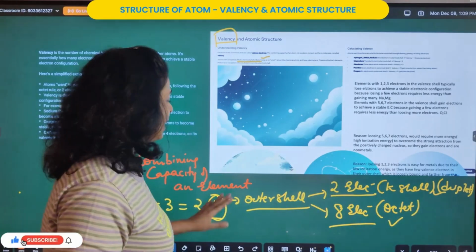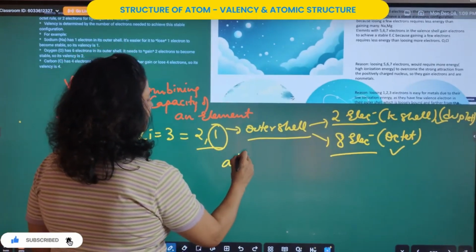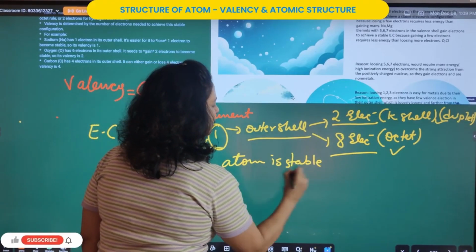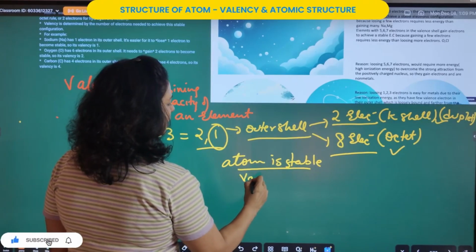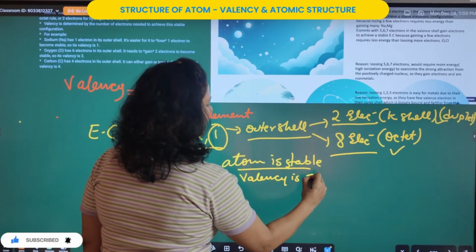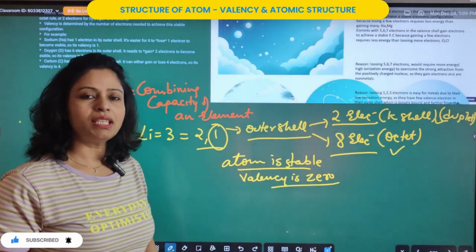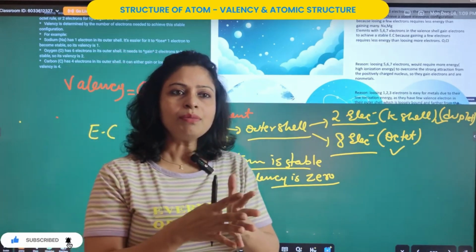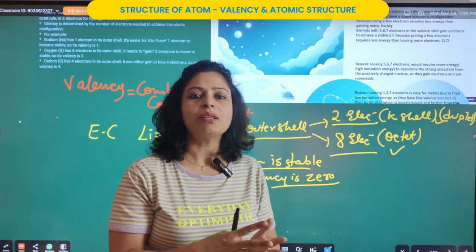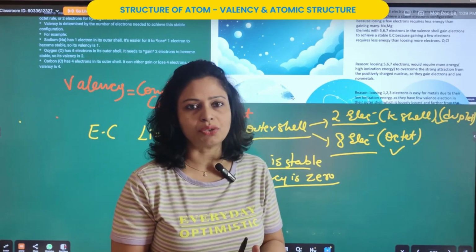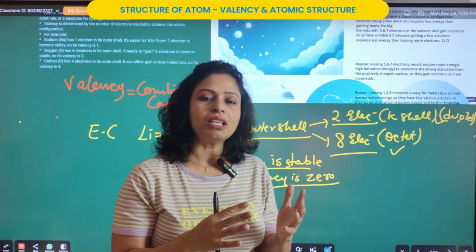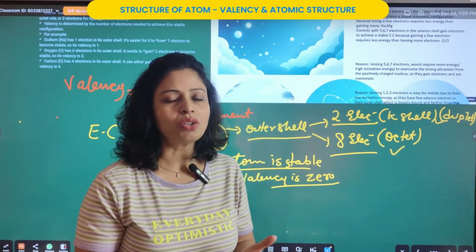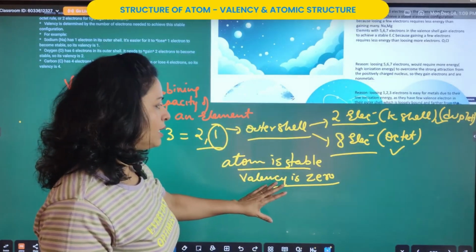At that time we will say that the atom is stable. The atom is stable, that means its valency is 0. Why is its valency 0? Because it doesn't have to gain any electron, it doesn't have to lose electrons. See, atoms are unstable, they have to attain stability, either they gain electrons or they lose electrons. Some atoms have their outermost shell filled, so they are already stable, they don't have to lose or gain electrons, so their valency is said to be 0.